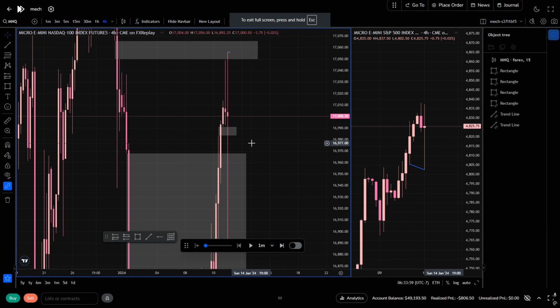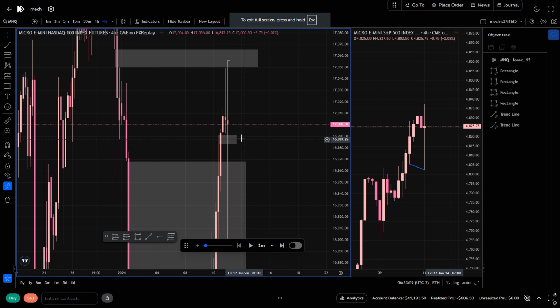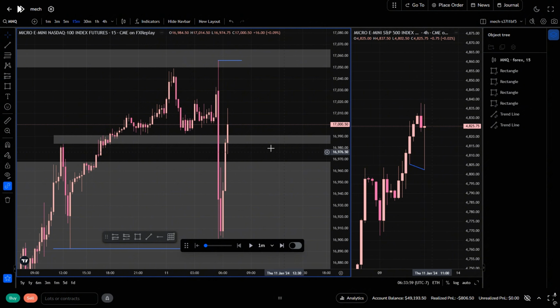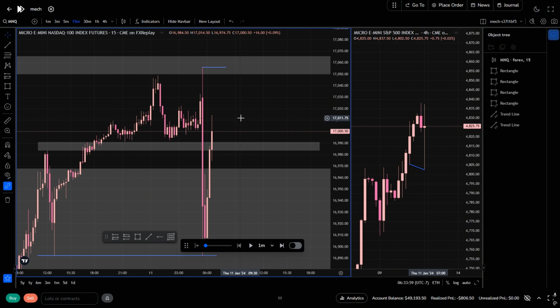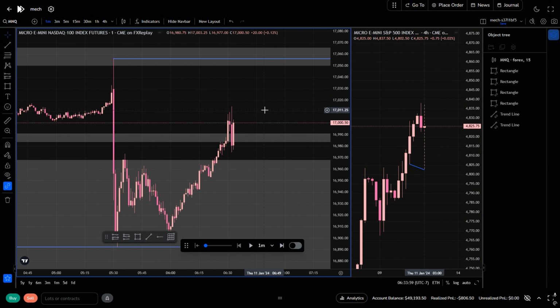So we're not rejecting off of a high time frame key level right now. Because on the 4-hour we have a fair value gap right there, and on the 15-minute there's that as well. So if I just keep going through, I'll just drop down to the 1 minute again. Yeah, exactly.